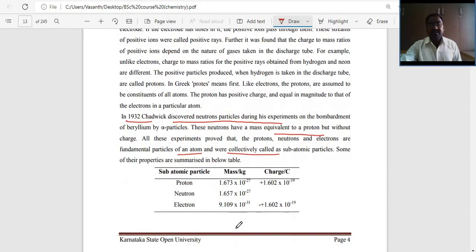In the table, to summarize the fundamental particles of an atom: the proton, the mass expressed in kg, is 1.673 × 10^-27 kg. The charge is positive, 1.602 × 10^-19 coulomb. The mass of the neutron is almost similar to that of the proton, 1.675 × 10^-27 kg. For the electron, the mass is 9.109 × 10^-31 kg. The charge of the electron is negative, 1.6 × 10^-19 coulomb.